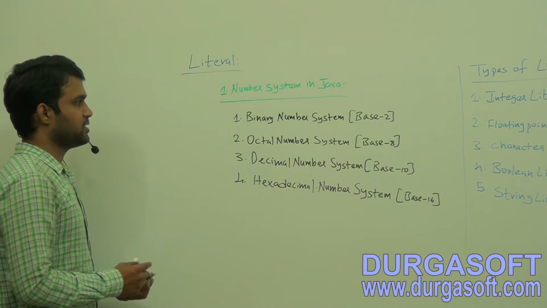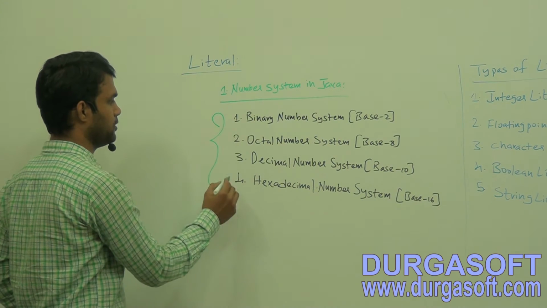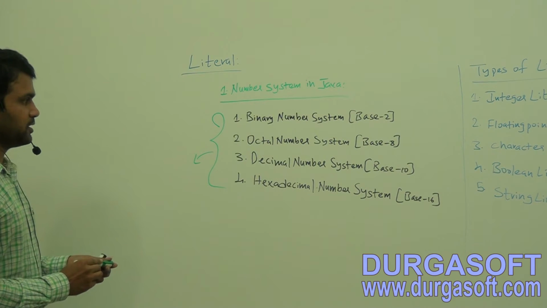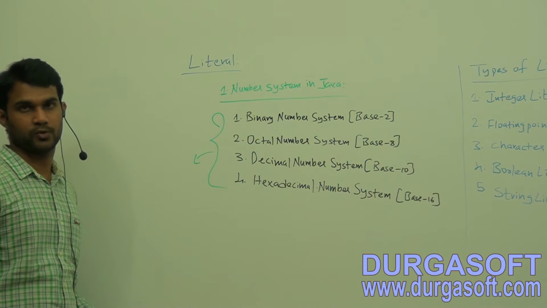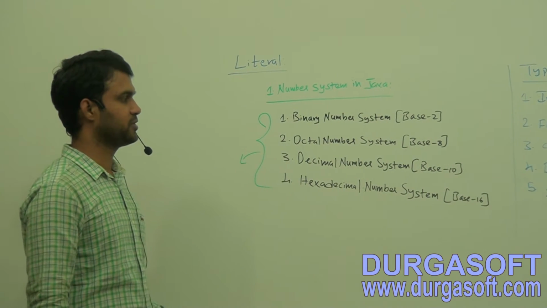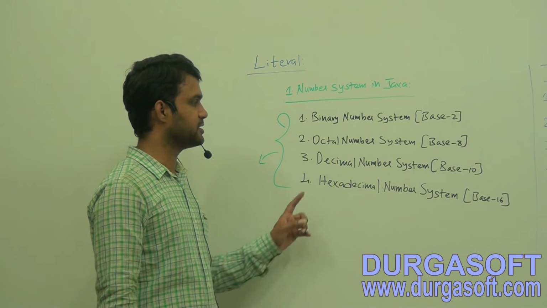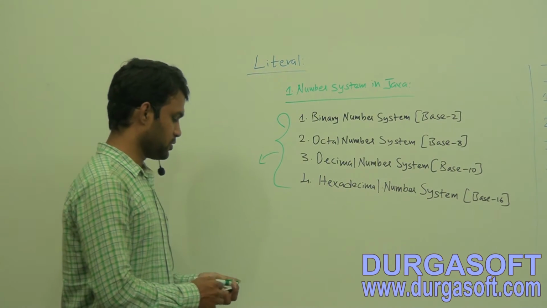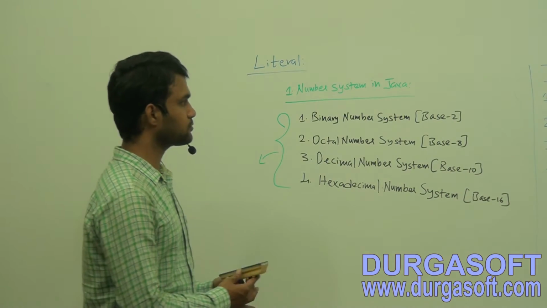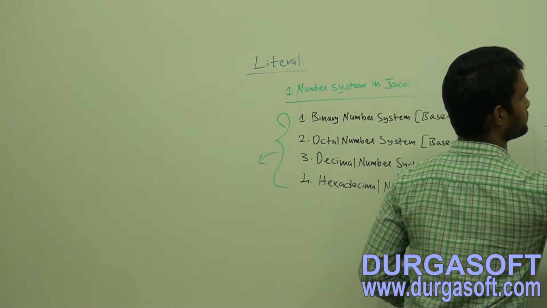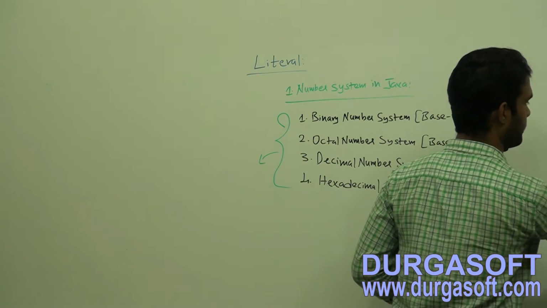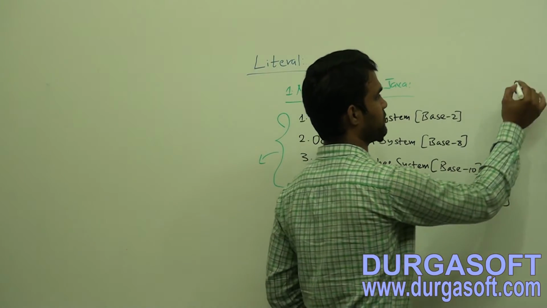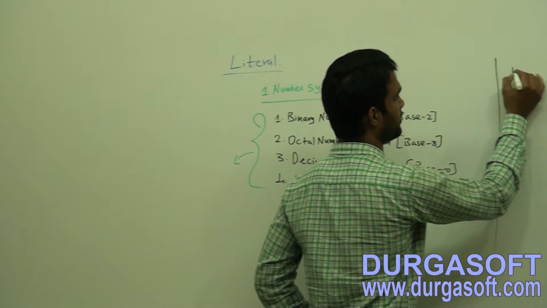Out of these number systems, the decimal number system is the default number system in our Java programming. First of all, let me discuss the binary number system. What is our first number system here? The binary number system.